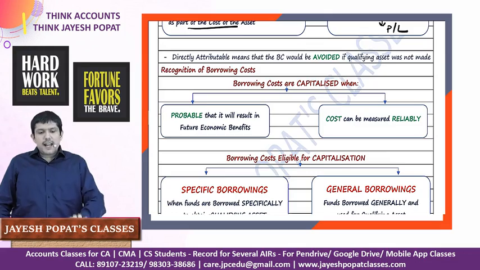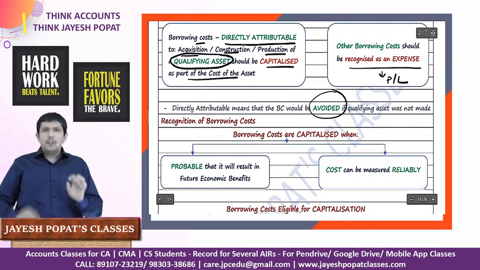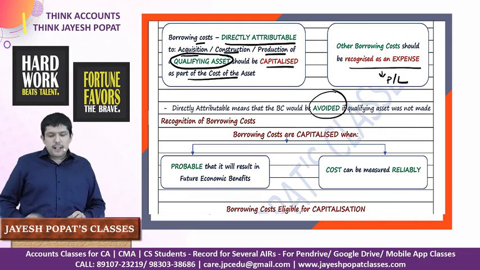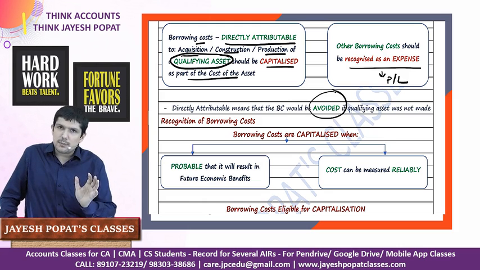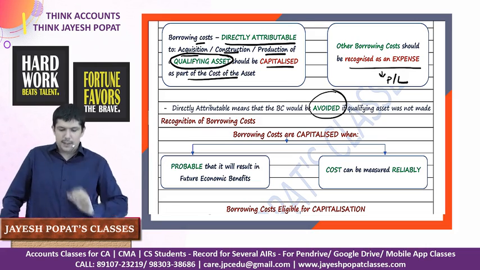Then what is directly attributable expense? Directly attributable expense is so direct that if you are not making the qualifying asset, that expense will also not be made. Therefore, that borrowing cost which is directly attributable to the acquisition, construction or production will be treated as borrowing cost which is eligible for capitalization.